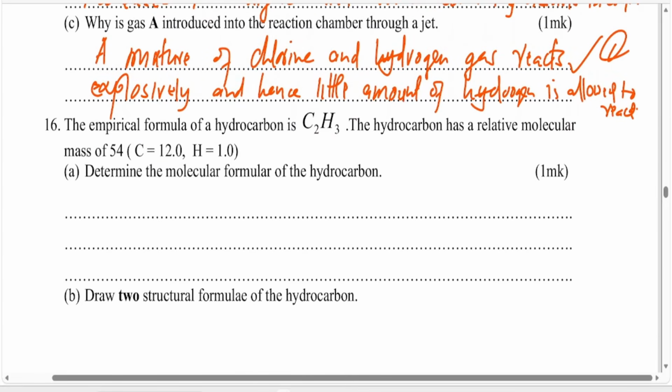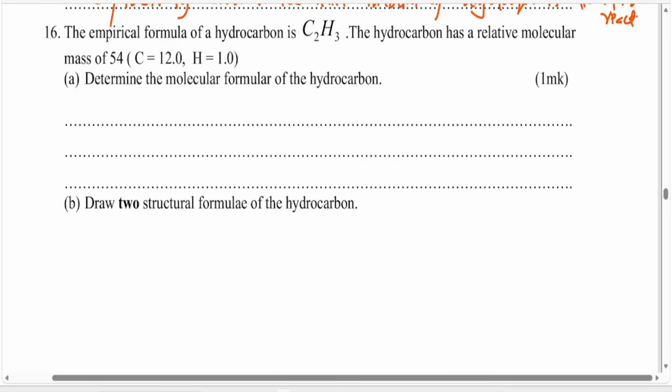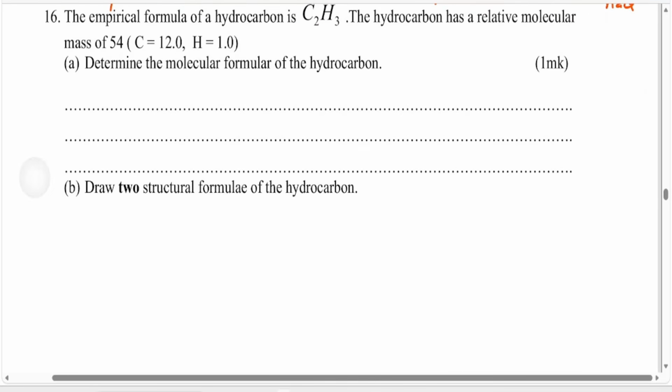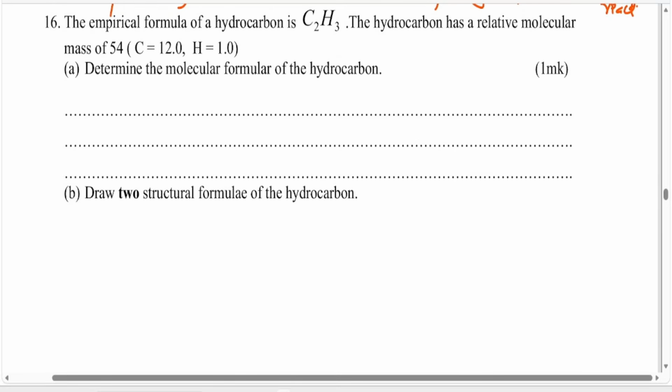Let's now move to question number 16. The empirical formula of a hydrocarbon is C2H3. The hydrocarbon has a relative molecular mass of 54. Given that the relative atomic mass of carbon is 12 and that of hydrogen is 1, determine the molecular formula of the hydrocarbon.